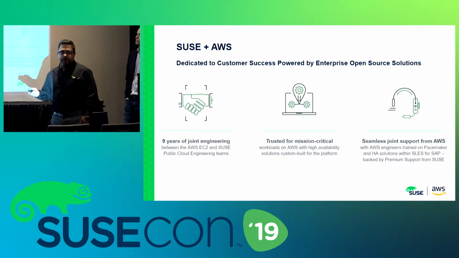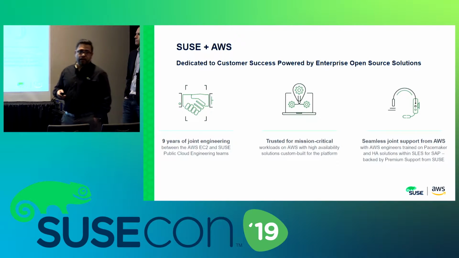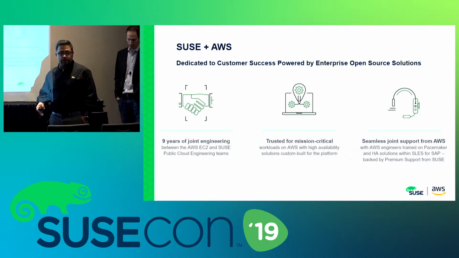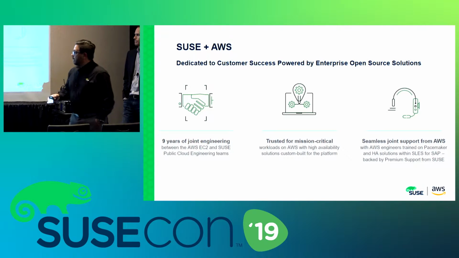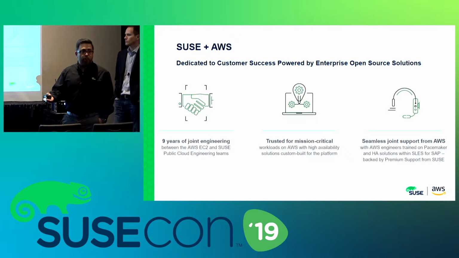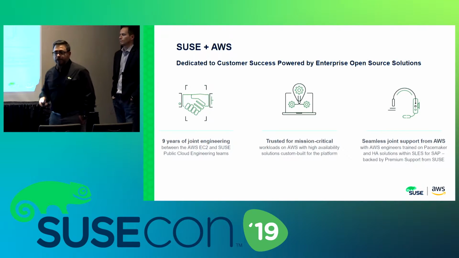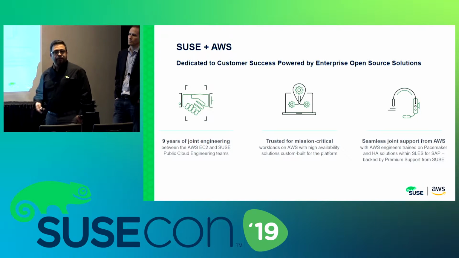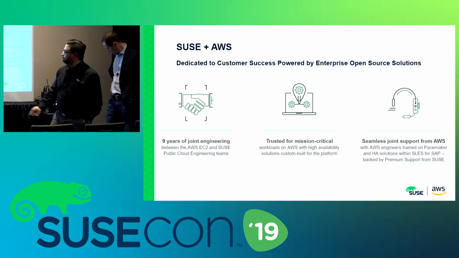We have over 9 years of joint engineering experience. AWS is trusted for mission critical workloads. They work with Fortune 50 companies, and you'll see in a future slide, these are enterprise customers running enterprise workloads. And of course, a lot of them are powered by SUSE. So we're definitely working with AWS to run those workloads on SUSE. And we have seamless joint support from AWS. We train the AWS support engineers on our products. So if there are SLES for SAP issues, they're highly skilled, highly trained support engineers.